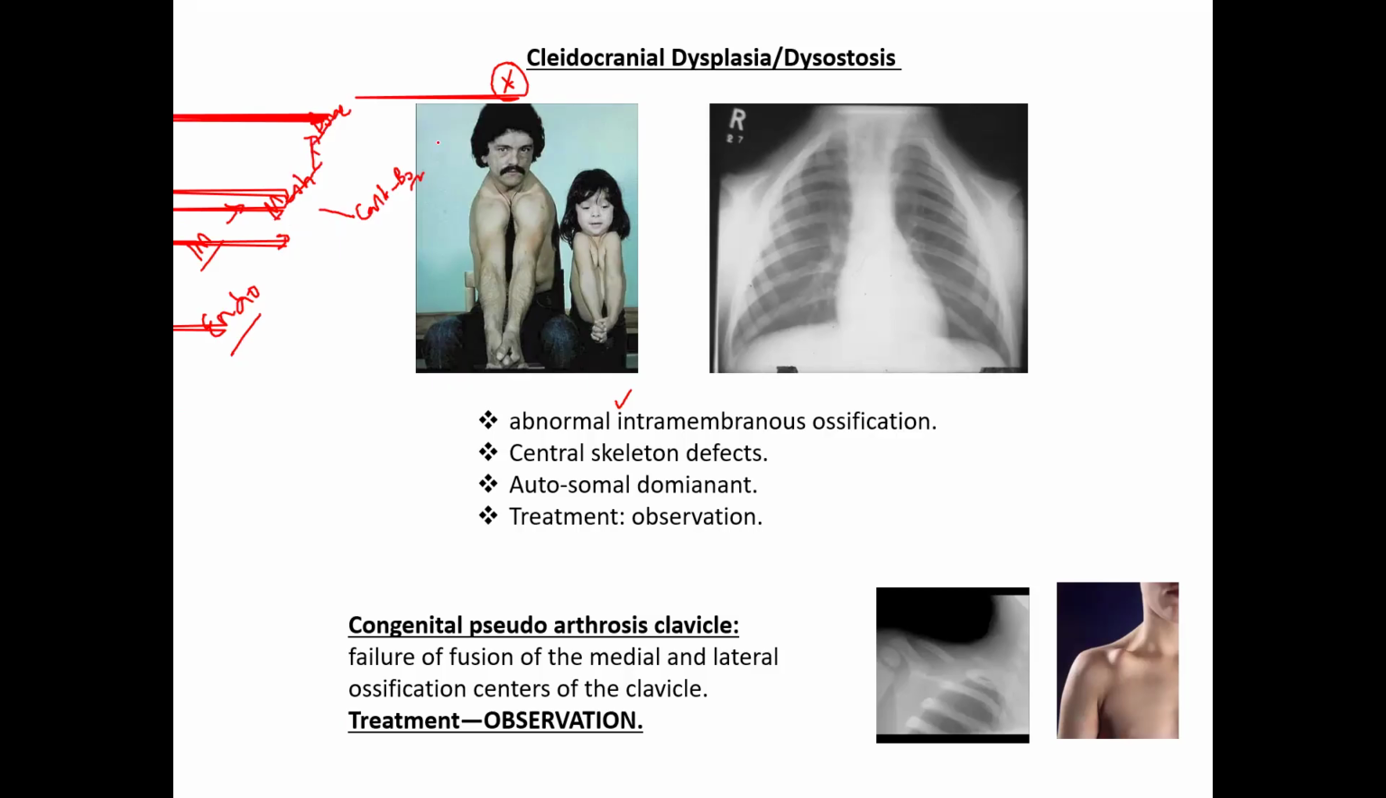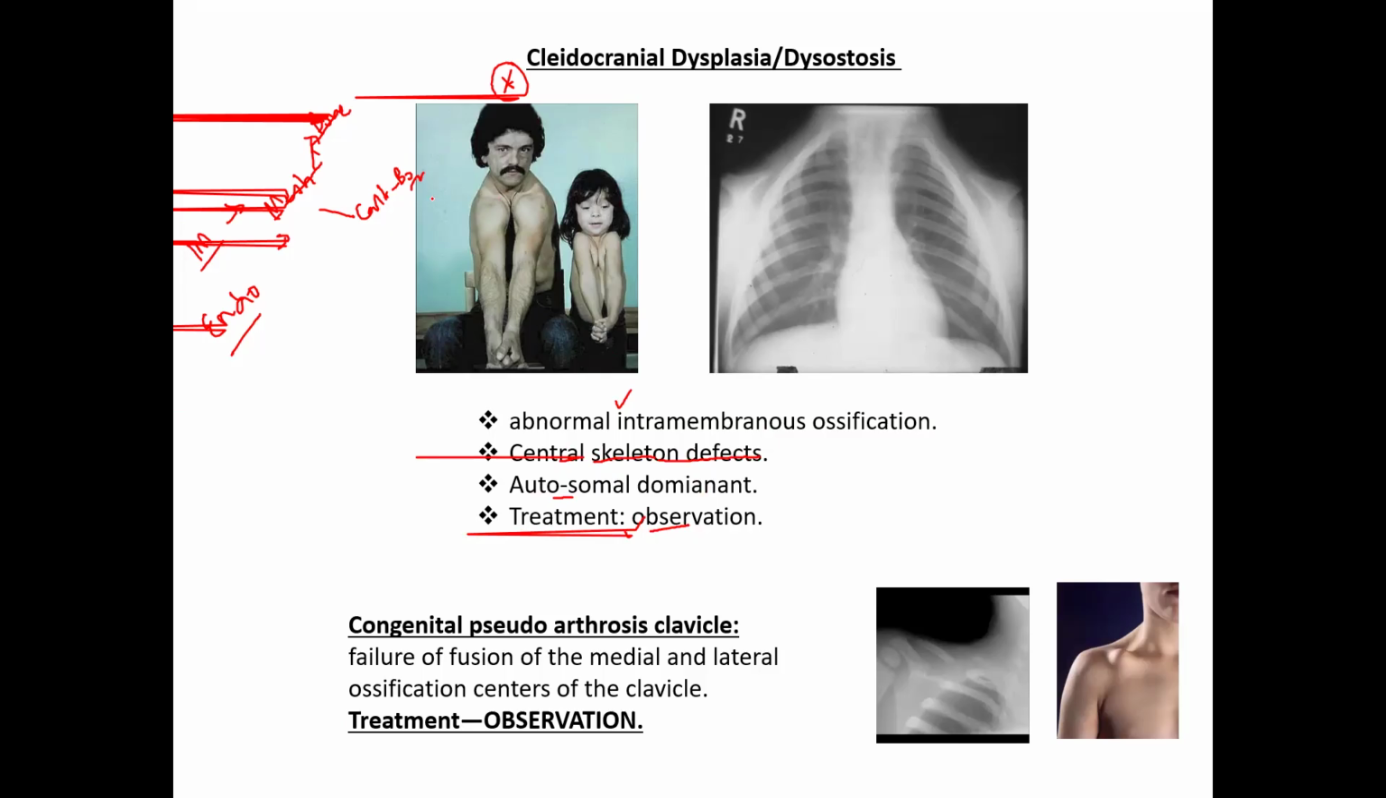So there is a problem in intramembranous ossification. The clavicle is ossified by membranous bone, so there is a defect in the clavicle, and it is replaced by fibrous tissue. Structures in the central skeleton are ossified by the intramembranous system, so there is involvement of intramembranous ossification. It's autosomal dominant, and treatment is just observation. These patients do well in their life. There is no need of worrying about the absence of the clavicle. The only advantage is they can bring both shoulders together anteriorly.